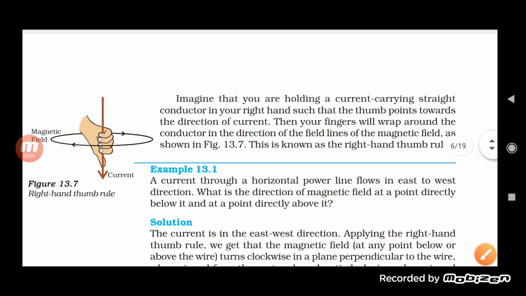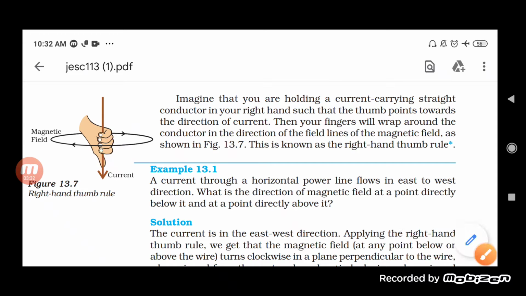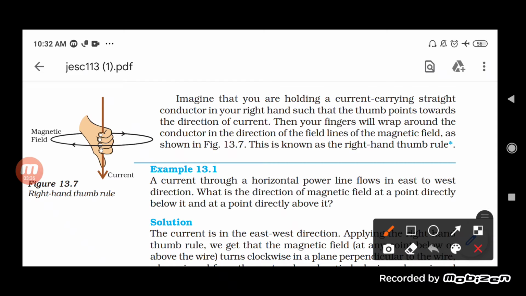Now see here. It is written: imagine that you are holding a current carrying straight conductor in your right hand such that the thumb points in the direction of the current. And what about the fingers? The fingers which wrap around it will represent the magnetic field. Here you can see the thumb is in the downward direction because the flow of current is downward, and the magnetic field is around the straight current carrying conductor. So the fingers which wrap around the conductor represent the magnetic field.